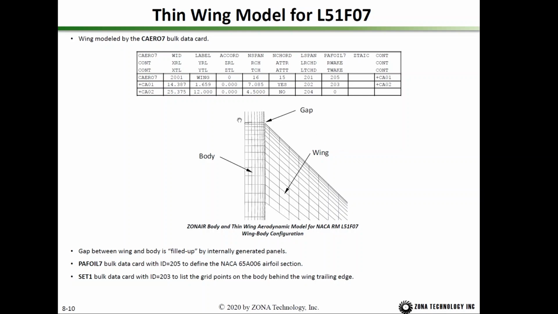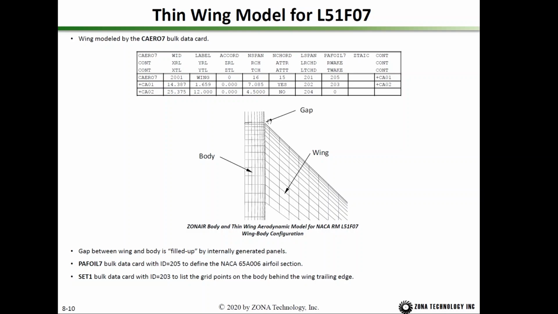The card is called CAERO7, and then we have 16 spanwise cards and 15 chordwise cards. The spanwise card is defined by the AEFACT card with ID 201, and the airfoil section is defined by the PAFOIL7 card with ID 205. Then at the root of the CAERO7, we say yes, so it's attached to the body, and then 202 will become a SET1 card.